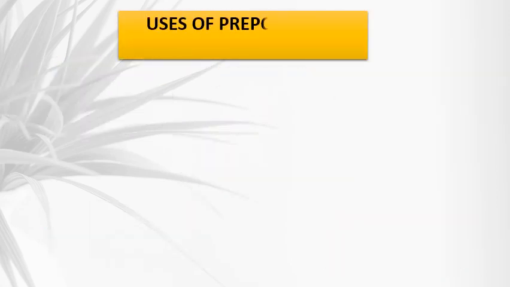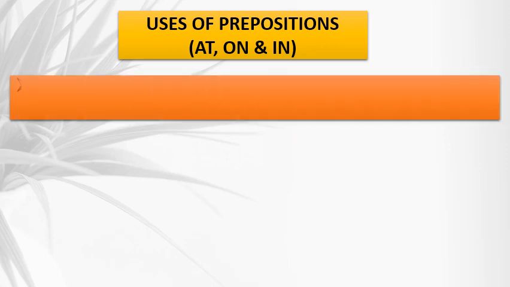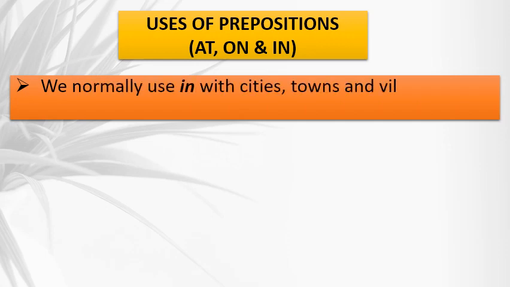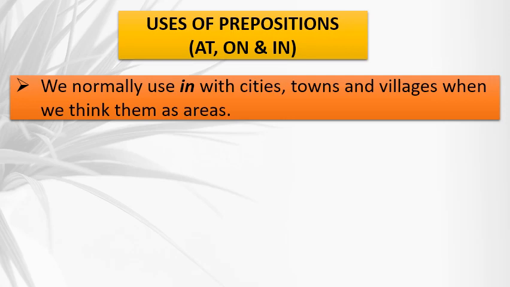Since prepositions denote relationships, we must know correctly the relationships suggested by various prepositions. So now let us learn the use of some prepositions, means the correct use of prepositions. We normally use in with cities, towns and villages when we think of them as areas. Fine? Means whenever we are thinking of them as an area to live in, at that time we use in.